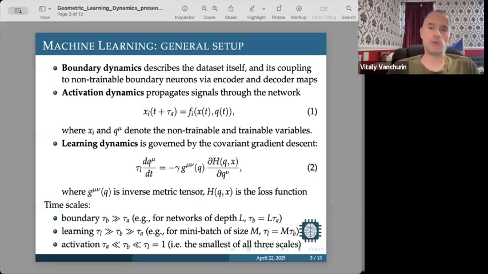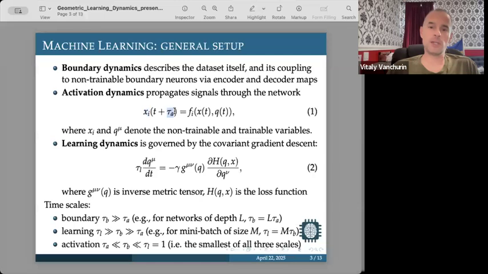But I also, more generally, would mean coupling of the data set to the actual neural network. And that coupling can be trainable or non-trainable, via an encoder or decoder. So those are technical details that will not influence the conclusions that we're going to make here. Now, the activation dynamics is propagation through the neural network, usually described by equation one, where you have the state of what I call the non-trainable states of neurons, and how it changes with time.